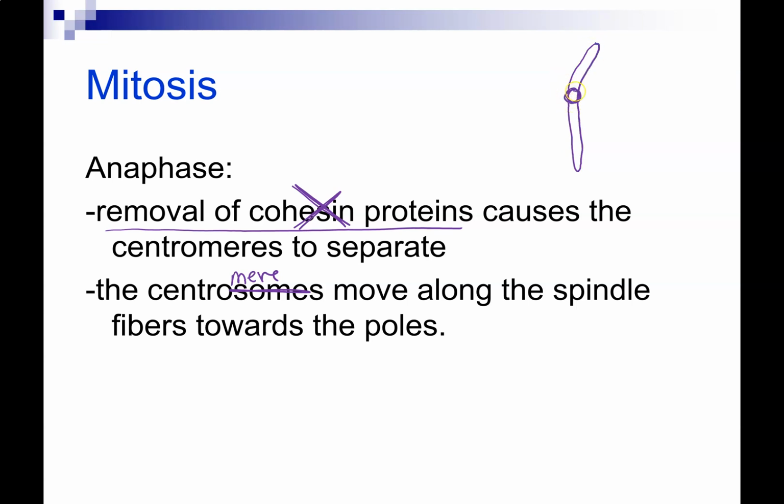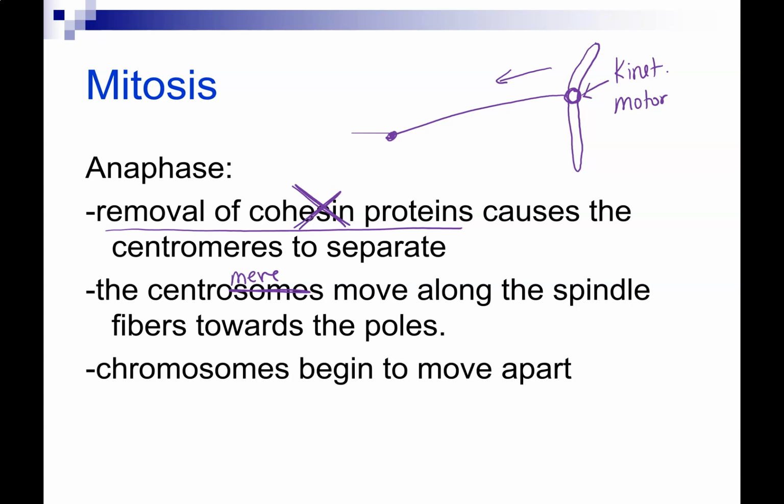That region, that centromere region, has these things called kinetochores. And they are motor proteins. And what they do is they kind of, for lack of a better term, chomp and they move towards the pole. So it's pretty neat. It's the motor proteins in that kinetochore that move the sister chromatids, not the spindle fibers pulling like a rope. That's kind of neat. And now at this point, the chromosomes are going to move apart.